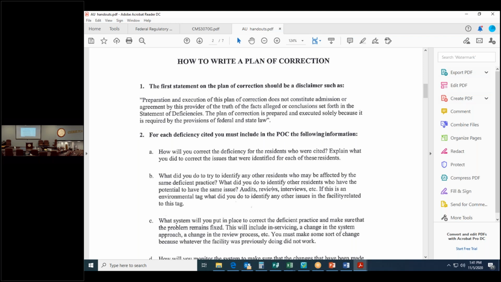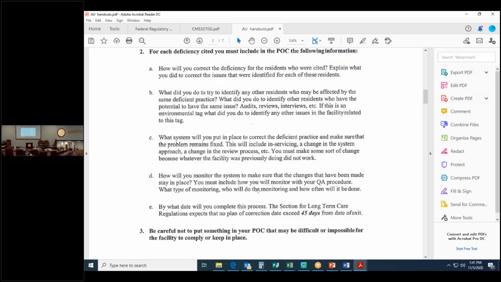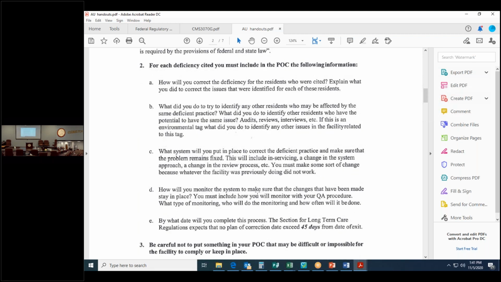So as a facility, you're going to be looking at and trying to answer questions. How corrective action will be accomplished for those residents found to have been affected by this deficient practice. So that's the first issue. The second one, how the facility will identify other residents having the potential to be affected by the same deficient practice. And in most cases, I just put all of them could have been affected by that deficient practice.